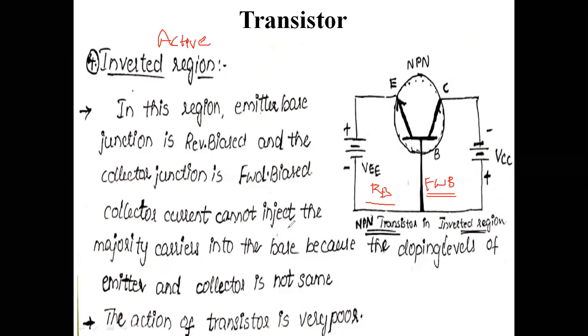Collector current cannot inject the majority carriers into the base, because the doping levels of the emitter and the collector are not the same. Therefore the action of the transistor in this operating region is very poor. It is not at all considerable. Normally a transistor should be operated in the active region only. This inverted active region will give the performance of the transistor in a degraded state. In most applications we are not going to use this region. Inverted active region.